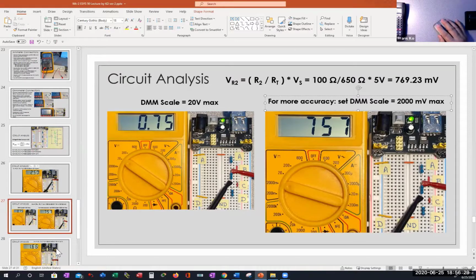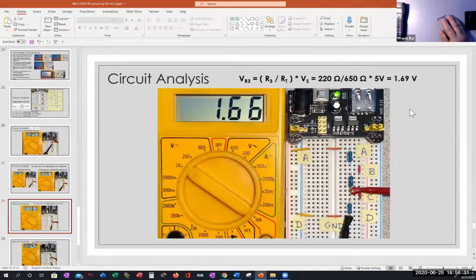Done. Now the last guy we calculated 1.69, and guess what? I go back to the 20 volt scale. I'm measuring across the third resistor, and I've got 1.66 compared to my 1.69. I'm a happy camper. But I want you to look at something very carefully on my circuit build. Is my red lead physically hooked up to R3?